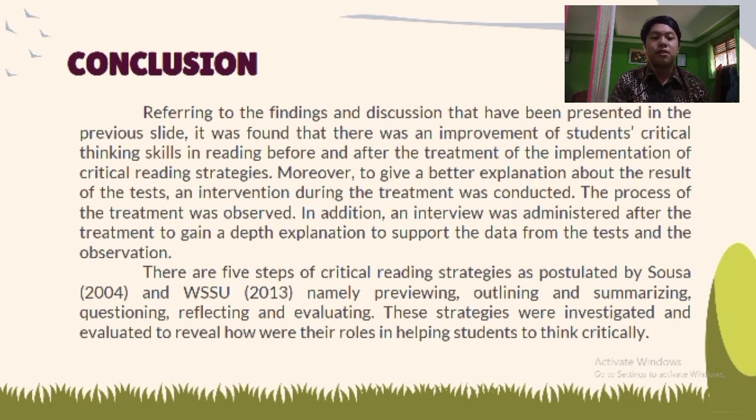There are 5 steps of critical reading strategies as postulated by Shaunessy in 2004 and Wallace in 2013, namely previewing, outlining and summarizing, questioning, reflecting, and evaluating. These strategies were investigated and evaluated to reveal their roles in helping students to think critically.